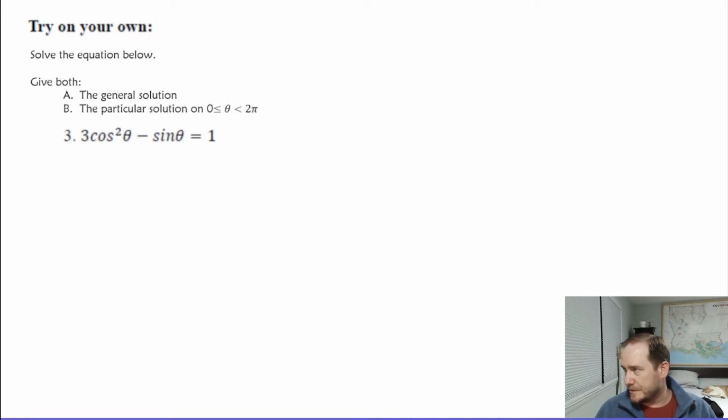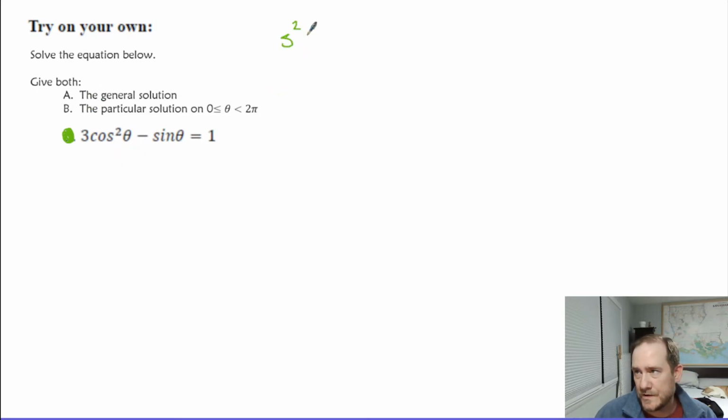But looking at number 3, this one here, this is our equation. We really don't ever want to have more than one trigonometric function per equation. So if I could turn this sine into cosine, that would be a good idea, but I can't. If I could turn this cosine into a sine function, that would be a good idea. And I can use a Pythagorean identity.